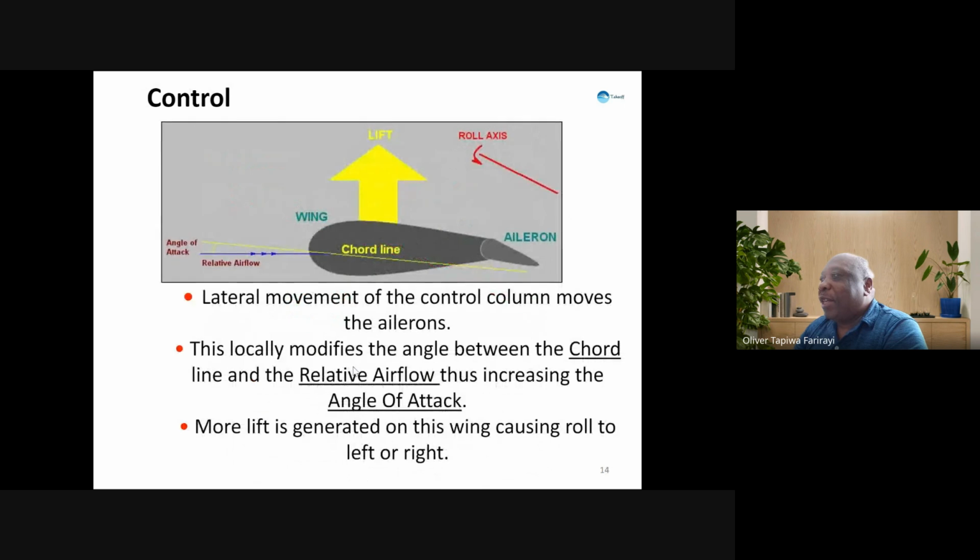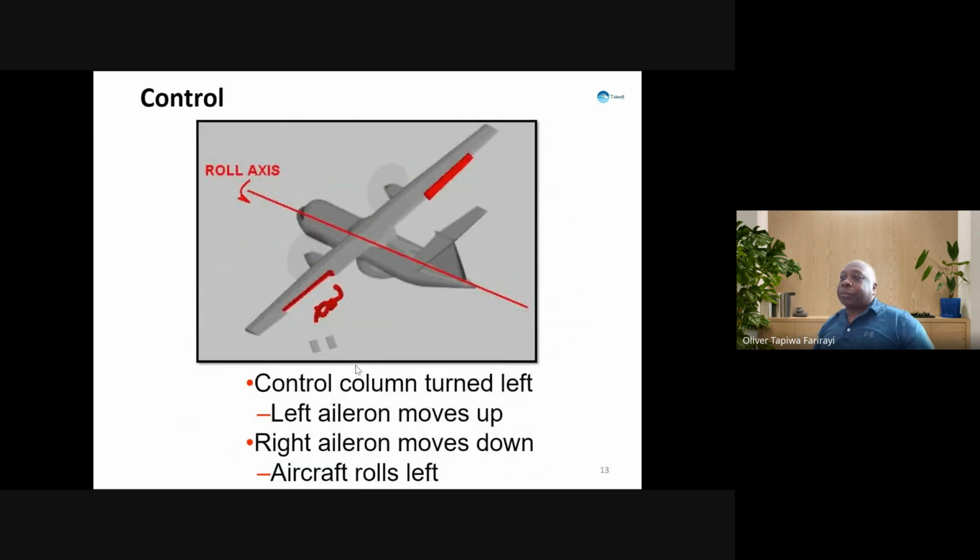Now let's look at the roll. So both sides you've got the aileron. Okay, control column turned left. The left aileron then will move up, and the right aileron moves down. Okay, so the aircraft is then forced to roll to the left.